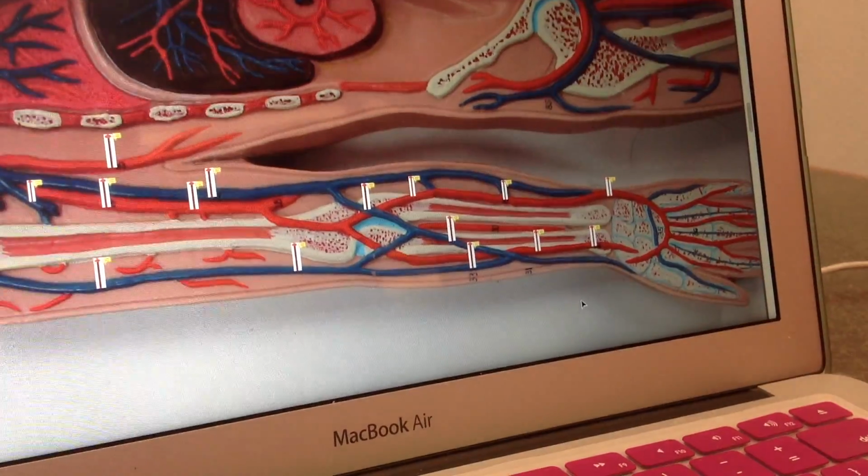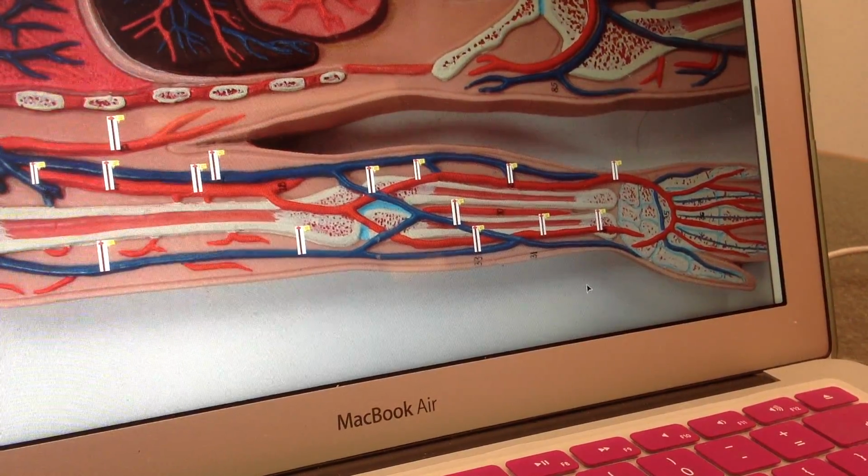Okay, and that concludes the arm segment of the arteries and veins.